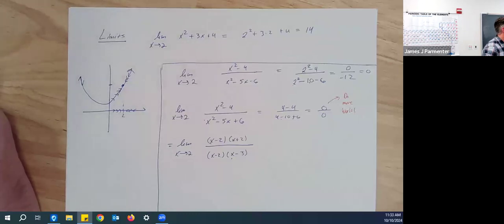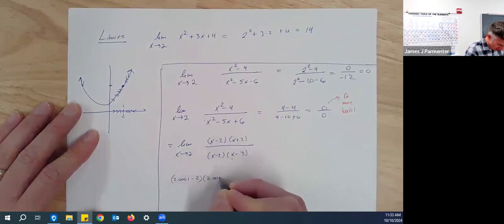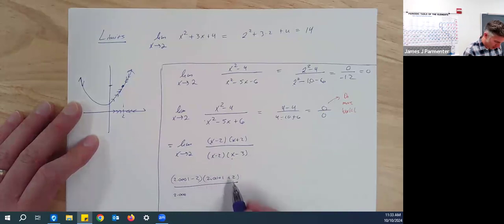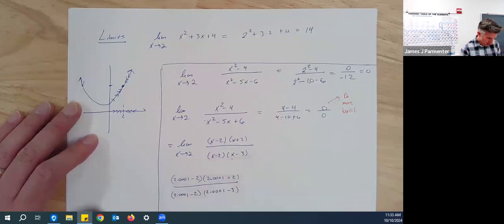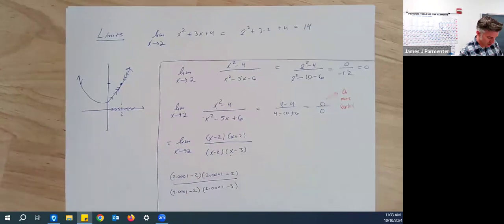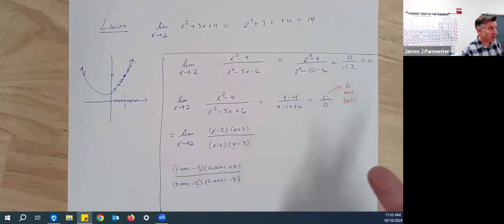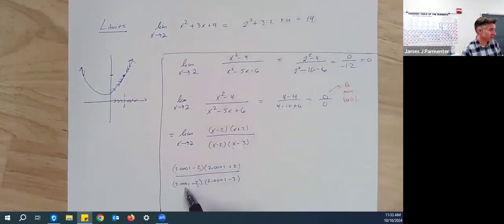So if x is like 2.00001, what's 2.0001 minus 2 times 2.0001 plus 2 divided by 2.00001 minus 2 times 2.0001 minus 3? You don't need to write this part down, but you can. Sorry, I should say the words. The thing I really want you to focus on here is, what's this part divided by that part going to be? 1, because they're the same. So as long as x isn't 2, this part divided by this part is always going to be 1, because they're always going to be the same.